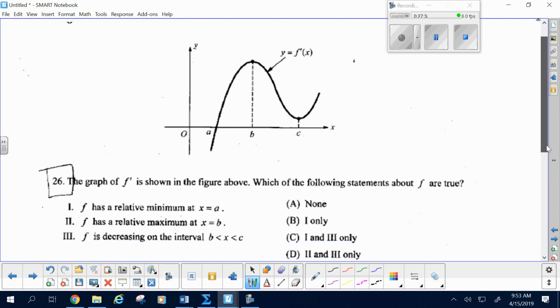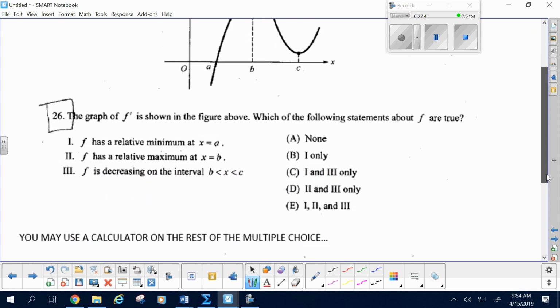This guy, only 2 people missed this. This went well.